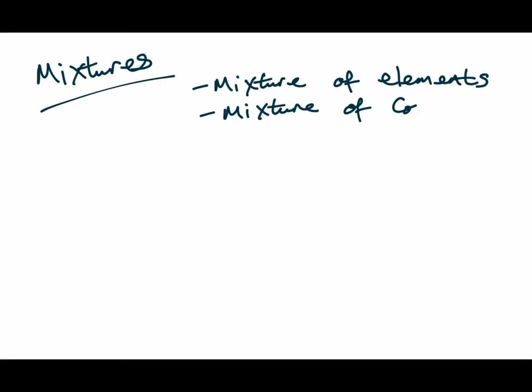Because they're separated, it's a mixture. I could separate these without doing any chemistry. So a mixture is where you've got different elements or different compounds that you can separate without having to do a chemical reaction. Other ways that you might see mixtures.